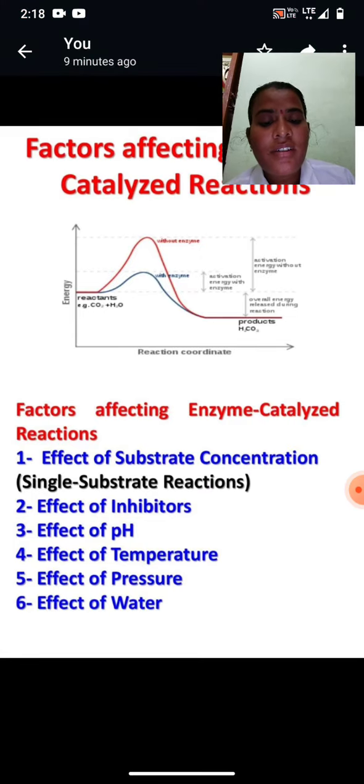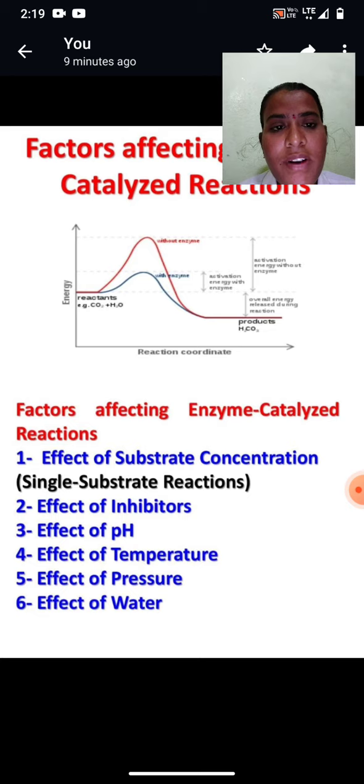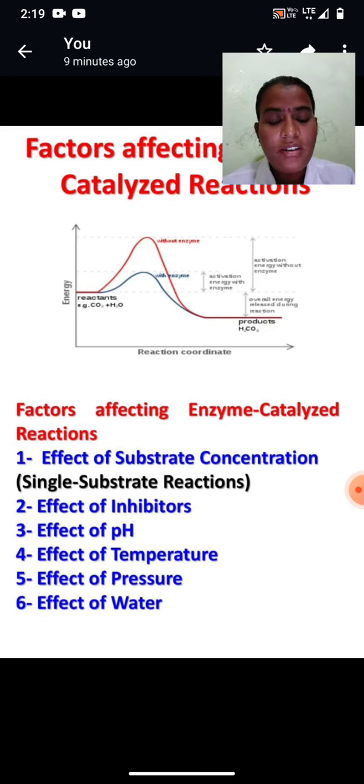First one is effect of substrate concentration. Second one, effect of inhibitors. Third one, effect of pH. Fourth one, effect of temperature. Fifth one, effect of pressure. Sixth one, effect of water.